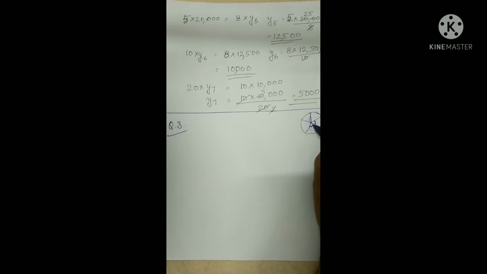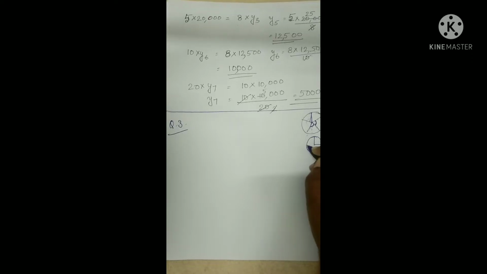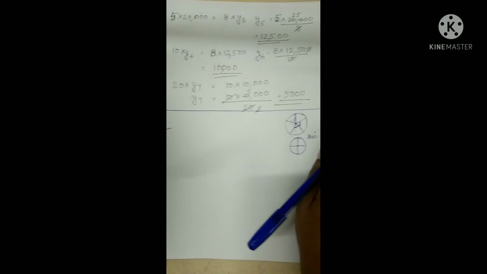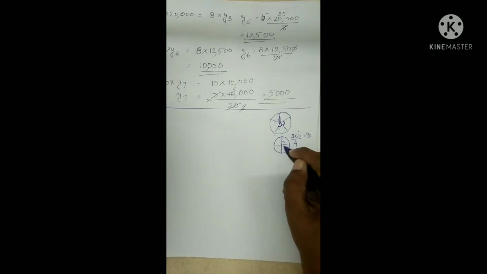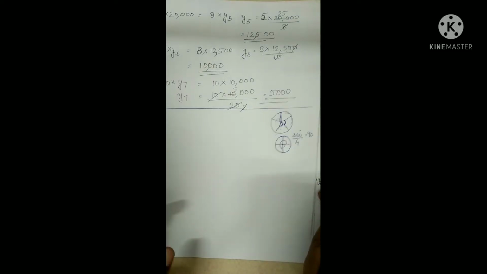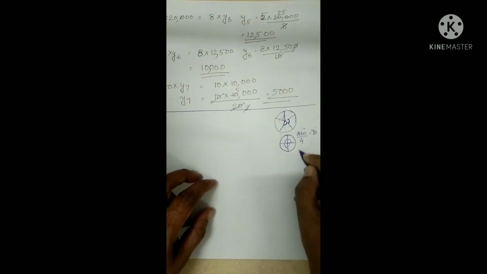Means if he is taking 4 spokes, if this is the wheel, and he is making only 4 spokes, how will you find out each angle? The total angle of the circle is 360 degree. So if this 360 degree is divided among 4 parts, each one will be 90. Between these two 90, here also 90, here also 90. Now, if he increases into 5 parts, it will become 360 upon 5.